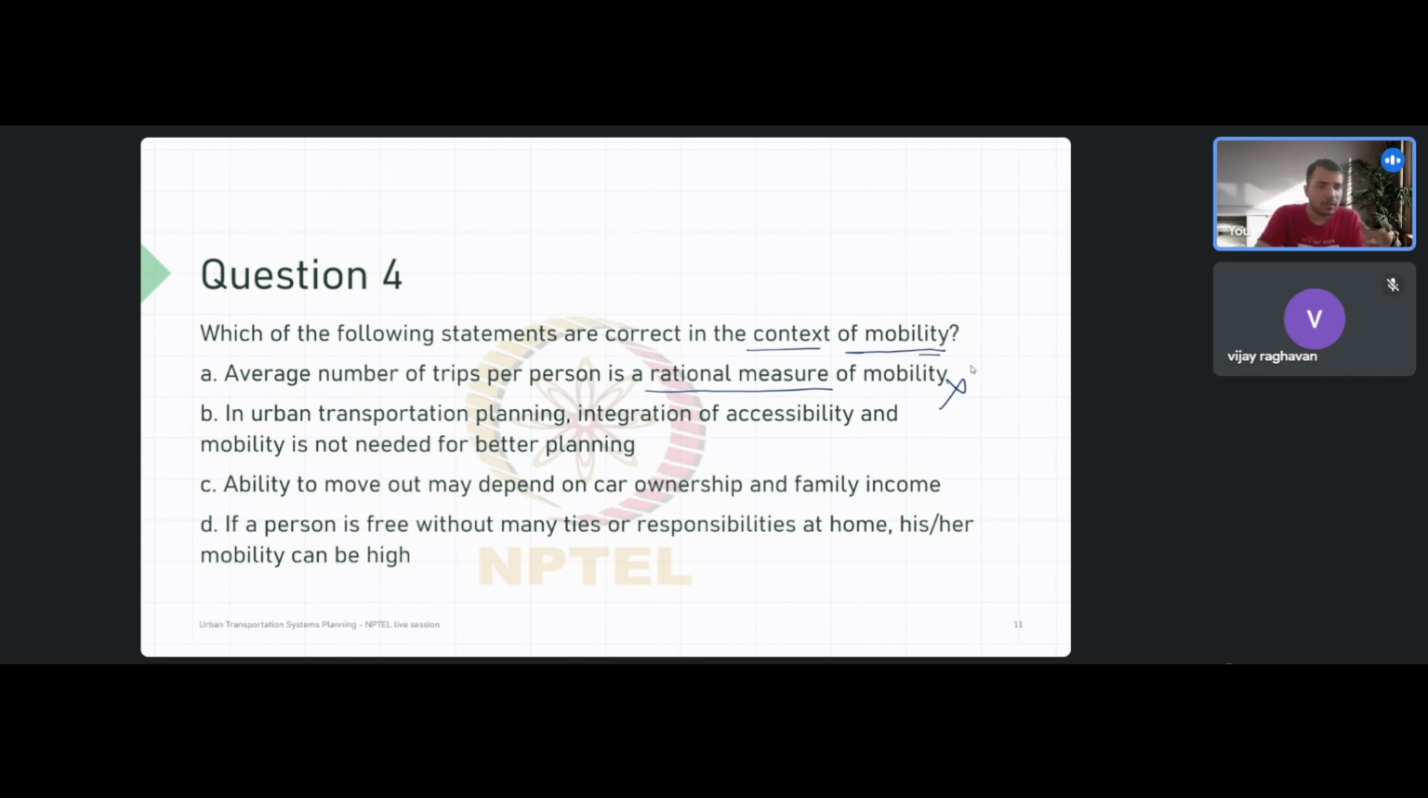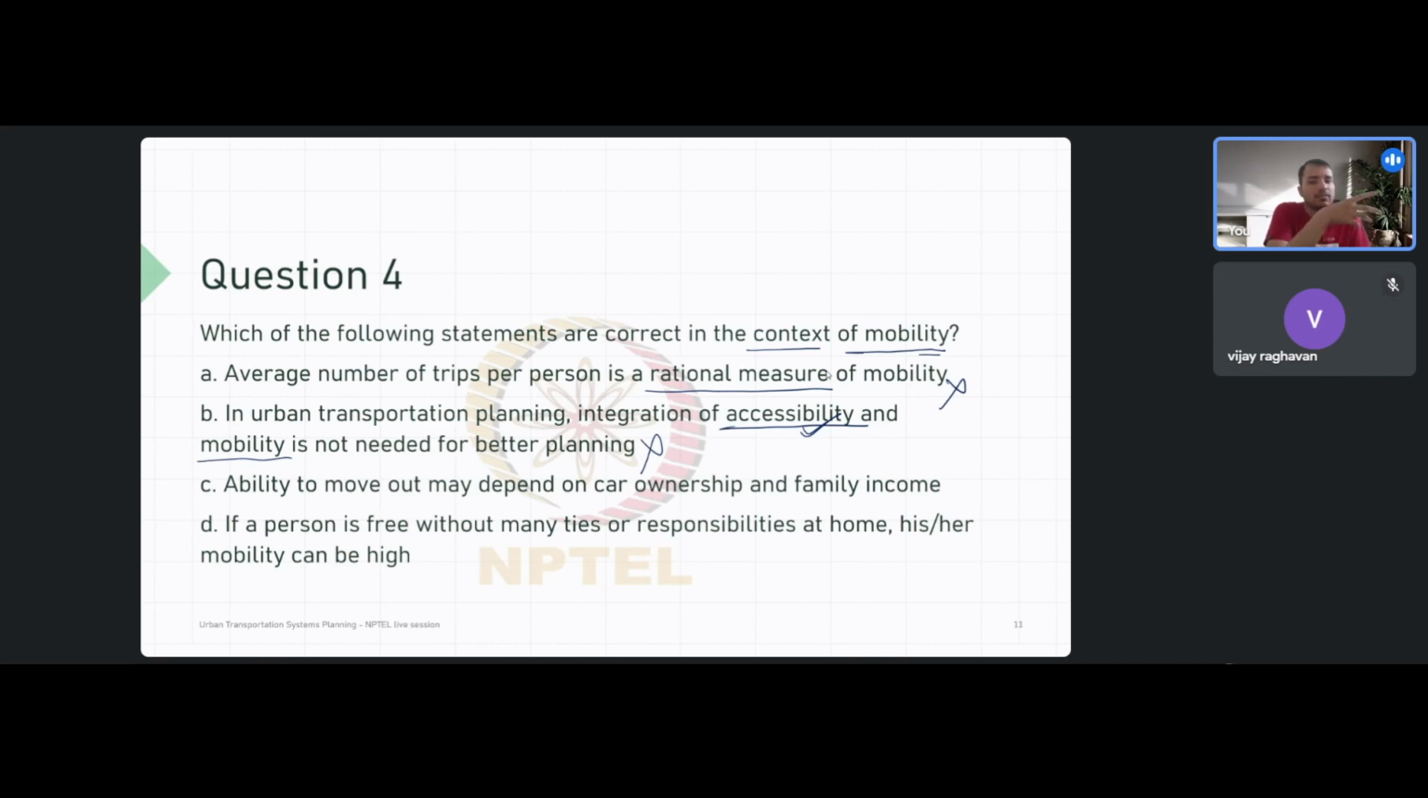So we'll see in more detail why is this the case. Then in urban transportation planning, integration of accessibility and mobility is not needed for better planning. So this is also we can remove because accessibility matters. Just going to a place is not mobility.